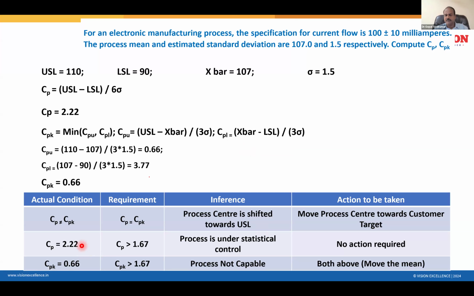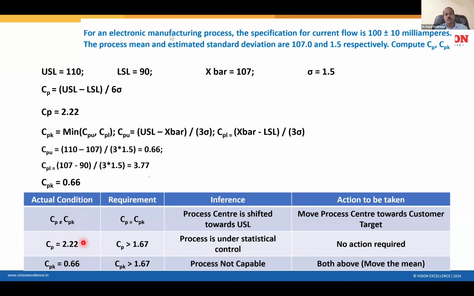Then what is this Cp telling you? It is moved towards the target, like away from the center, but towards the specification limits. No, no. If you want to talk in terms of whether the process is away from the target or not, you should look at whether Cp and Cpk are same or not. They are not same. So the process is definitely shifted.